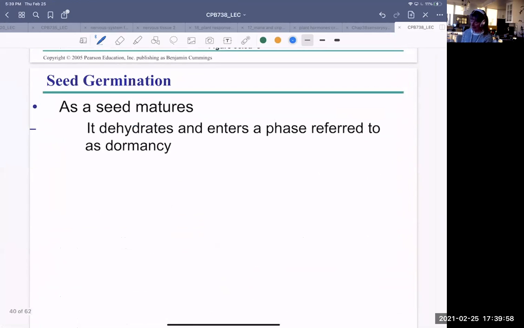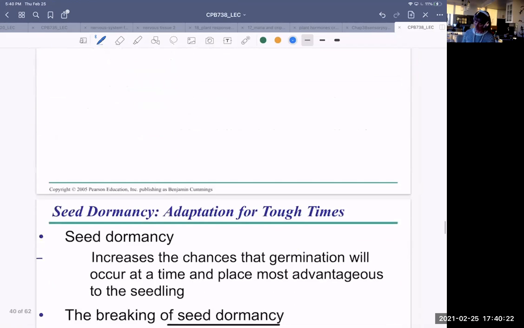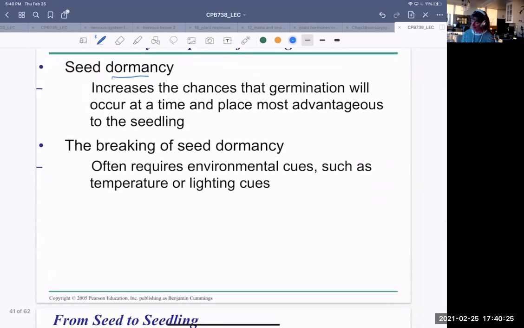So how does the seed germinate? At first it's dehydrated and it passes into dormancy. And that's very important because there might not be the right amount of water or the right amount of nutrients, or the seeds might not be in a position to germinate because of temperature. But it's a good thing because it increases the chances that germination will happen when times are good, at a time and place that's advantageous. Yeah, in particular, away from the parent because it doesn't want to be competing with the parent for food.